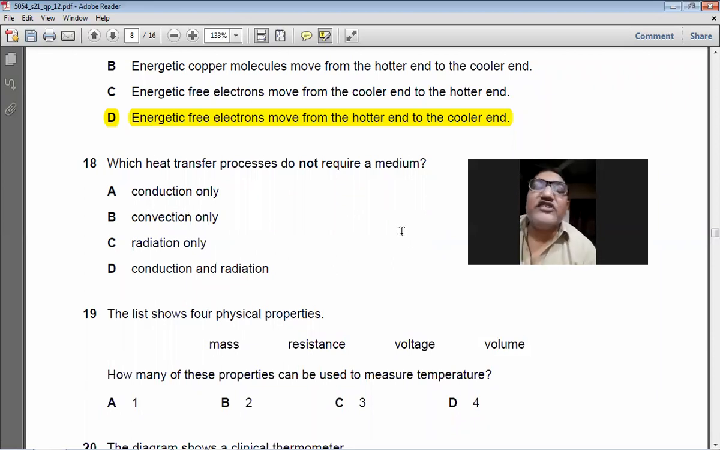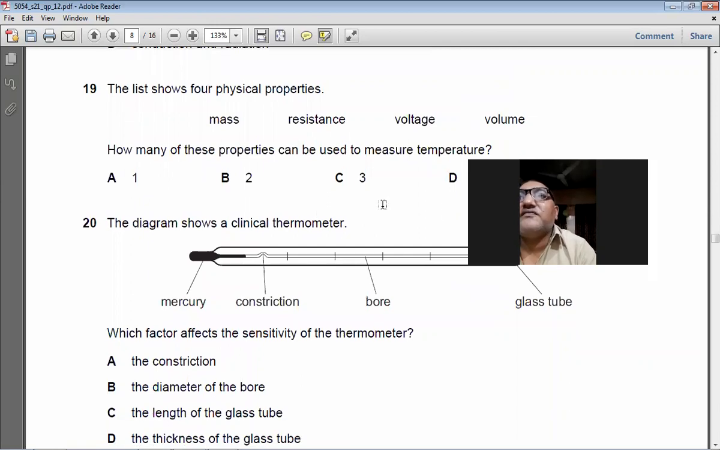You know, the heat is transferred from one point to the other point by three processes: conduction, convection, and radiation. Conduction and convection both require a medium, and radiation does not require any medium. So their question is, which heat transfer process does not require a medium? So radiation only. So I think for question number 18, C is the right option, sir. C is the right option.